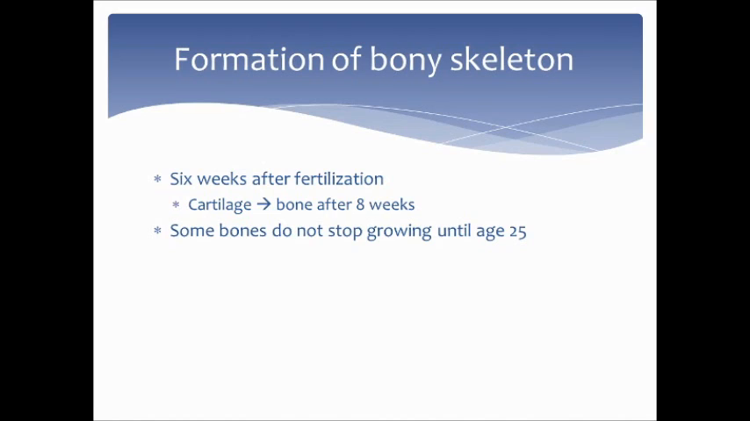So starting off with the formation of the bony skeleton, 6 weeks after fertilization of an embryo, cartilage starts to form and it turns into bone after about 8 weeks in utero. Some bones don't stop growing until the age of 25, so there will be different ossification centers for each bone, and they will fuse at different times in your lifespan.